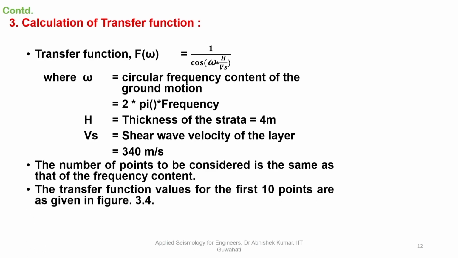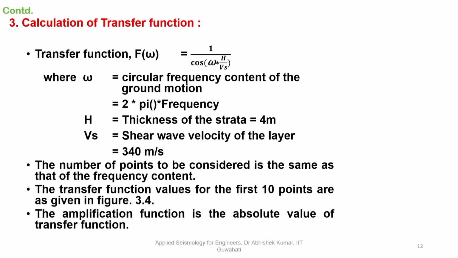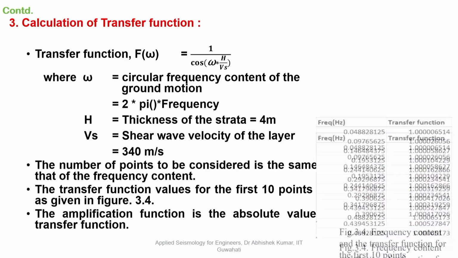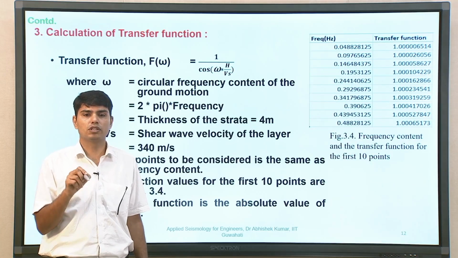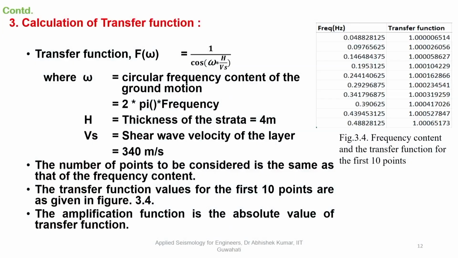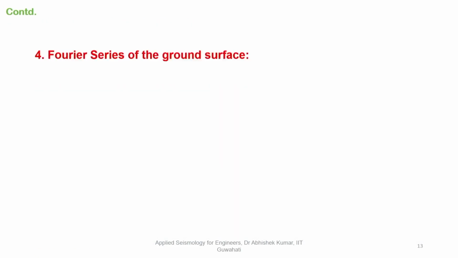Again, in the next slide only the transfer function values for the first 10 terms are given, corresponding to which the acceleration values and later on the Fourier amplitude values are also given. In the next slide we will also be getting the transfer function, and the modulus of the transfer function is going to give you how much the amplification is. So, this is the first 10 frequency content, and corresponding to that the transfer function values.